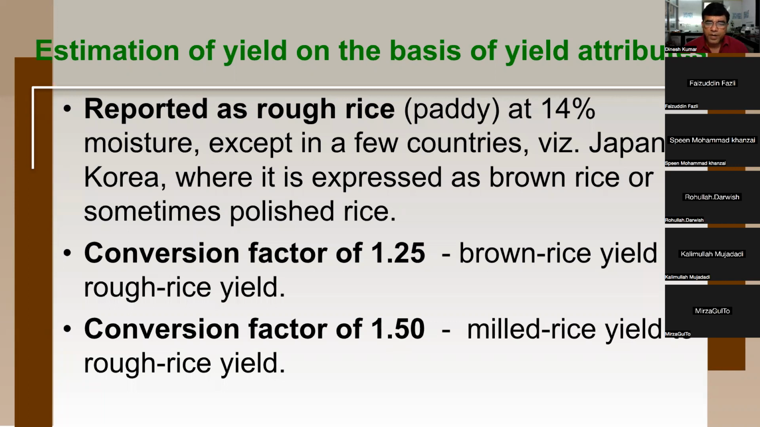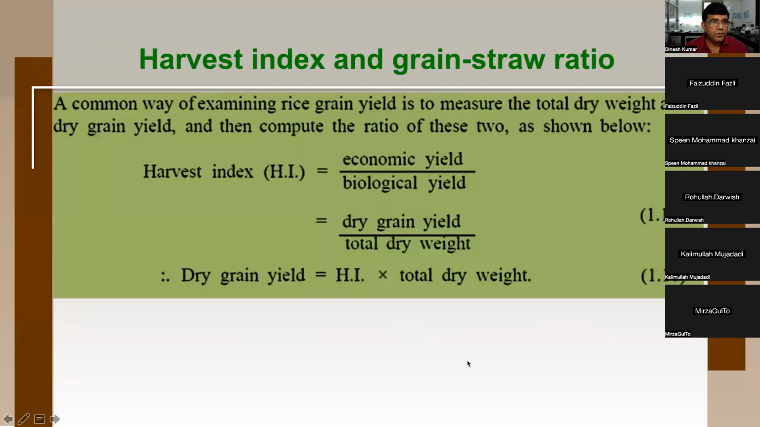Conversion factor of 1.5 from milled rice yield to rough rice yield. If you want to calculate rough rice yield from the milled rice yield, then multiply milled rice by 1.5. Is it clear to all of you, this conversion of rough rice to brown rice or milled rice and so on? Okay, sir. Okay. Now we go to the harvest index and grain straw ratio.